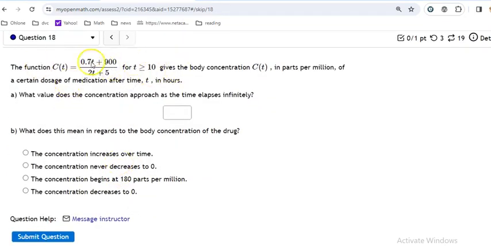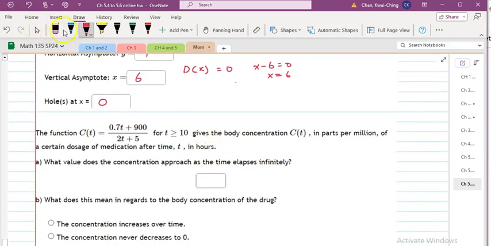Find the, so this is a function that gives the body concentration of a certain dosage of medication after t in hours. What value does the concentration approach as time elapses infinitely? So when time goes on, that is end behavior, what would the concentration be? So I would say that is just trying to find horizontal asymptote. Horizontal asymptote has no calculation. So it's kind of like C of infinity is what, right? We don't know. So we'll do a horizontal asymptote. We'll give the end behavior.